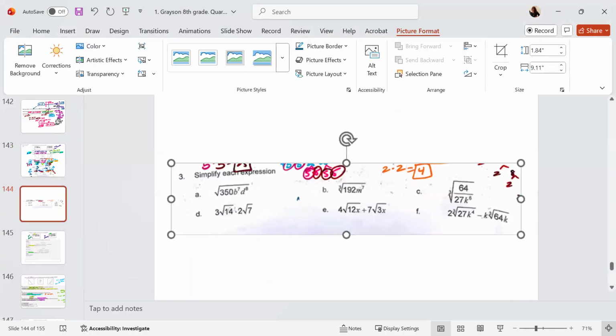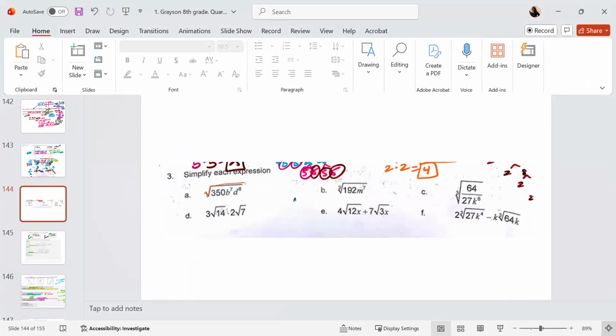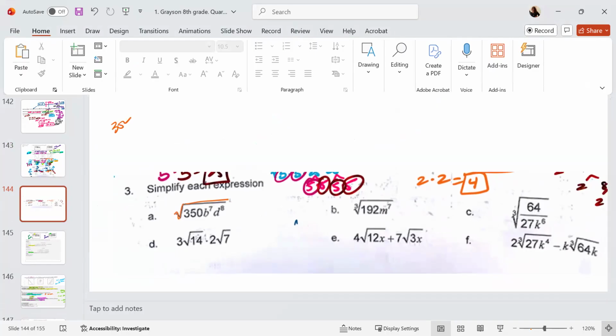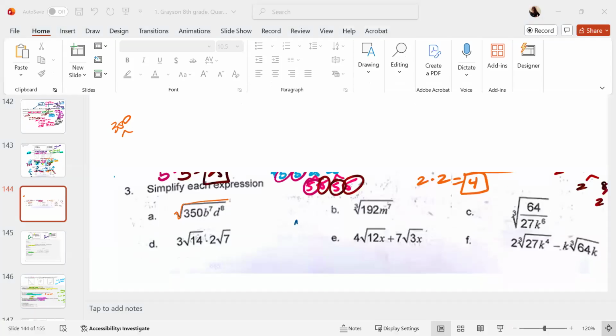All right, so if you take a look at the first one there, do you see that this is a square root, right? It's a square root, so I need two of a kind. So 350. I definitely think 25 will go in there, right? Because 25 is a perfect square. So 350 divided by 25. Oops. So here, use a calculator. You have a calculator over there?